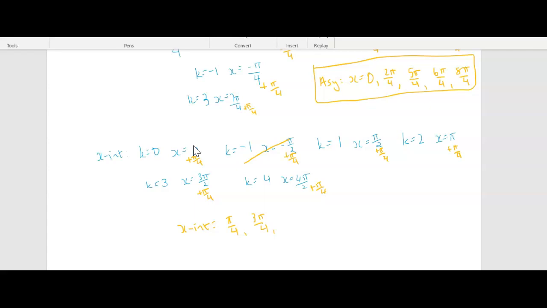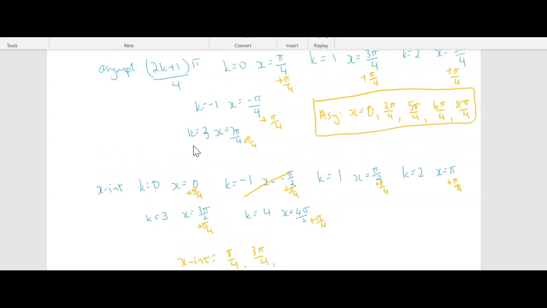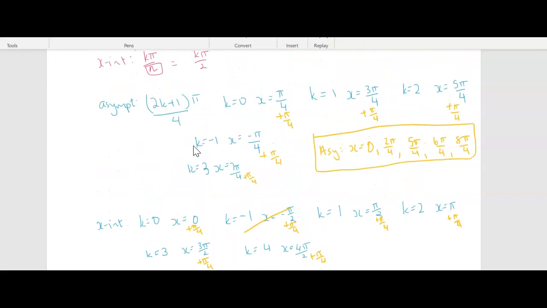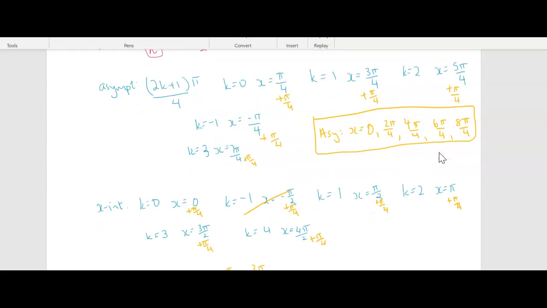Did I make an error there? Because I'm going to have an asymptote. Let me just think about, I think I may have made an error with k equals 2. I'll come back to that one. I think I made the error on my asymptotes. Yes, I did. So it should be 4 pi on 4. The reason I knew that, girls, remember, your asymptotes and your x-intercepts can't be the same. There we go. That makes sense.